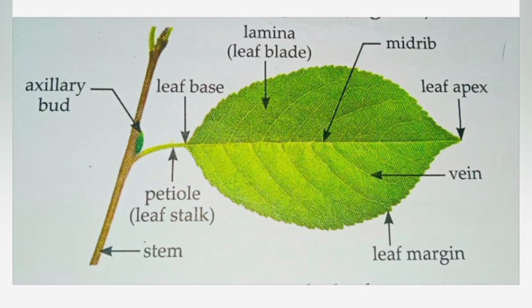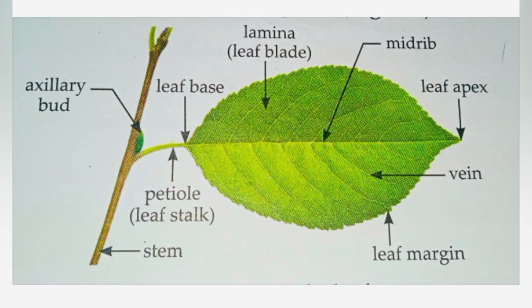Now let's talk about the parts of the leaf. So the very first part which I'm going to tell you about is the petiole. This one part. Okay, so if I ask you to define petiole, what it is: petiole can be defined as the stalk that attaches the leaf to the stem.